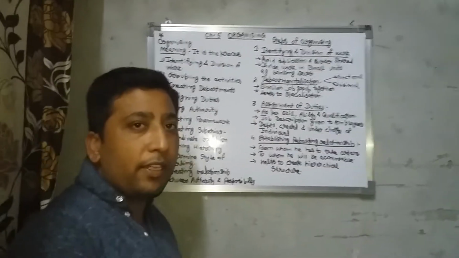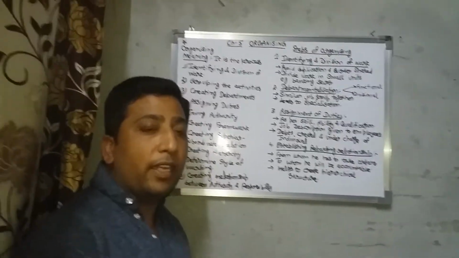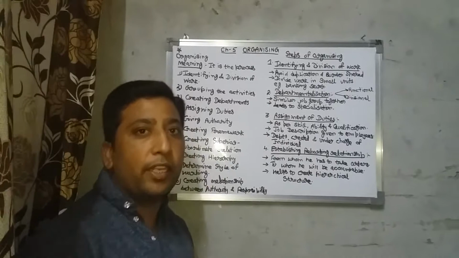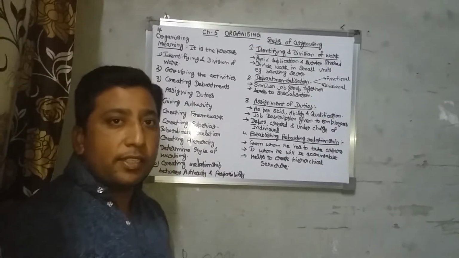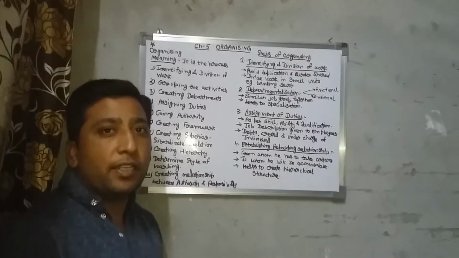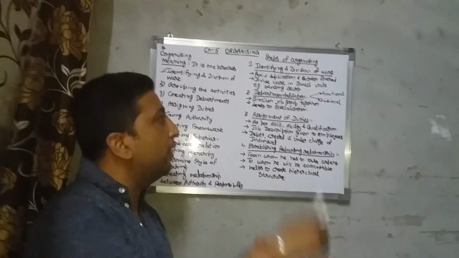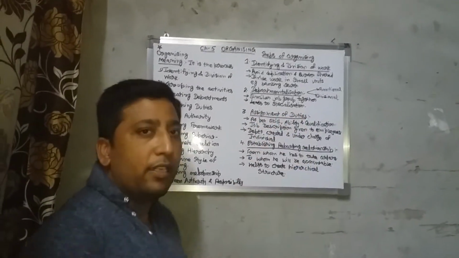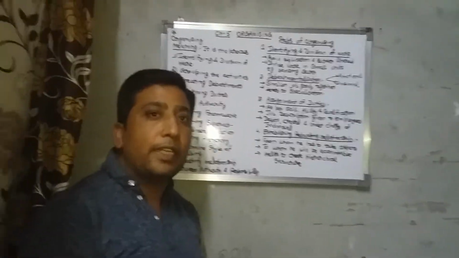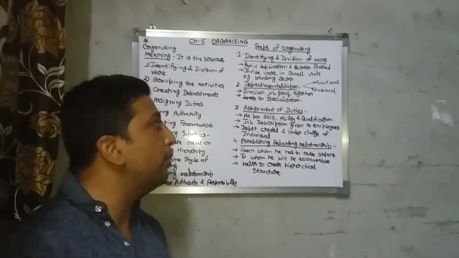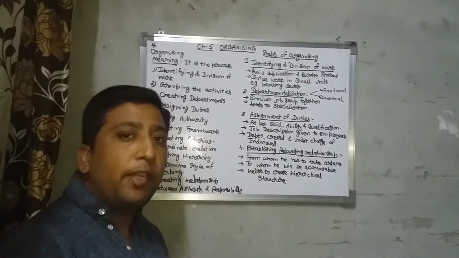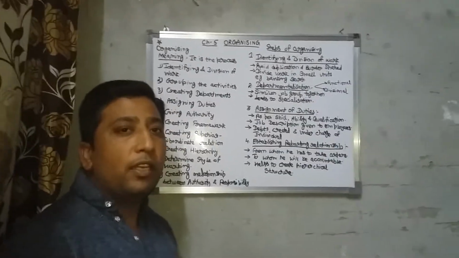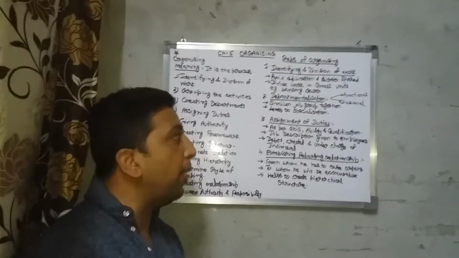Second one is departmentalization. After identifying and dividing the work, you have to make the departments, because in an organization there are many kinds of departments like purchase, sales department, etc. Similar jobs are grouped together. Every purchasing related job has to be placed in the purchase department. So it leads to specialization, because every department has to be specialized in its own area.